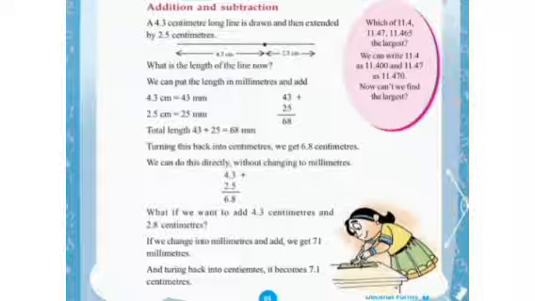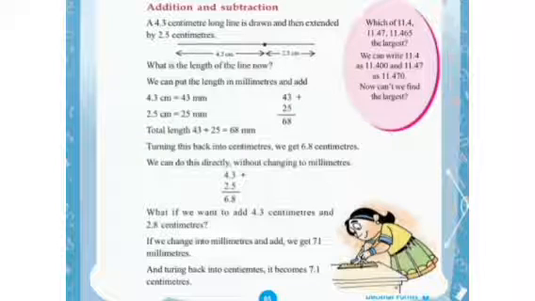We can put the lengths in millimeters, then add. First, we change them to millimeters. 4.3 centimeters means 43 millimeters. We know that 10 millimeters is equal to 1 centimeter. Same as 2.5 centimeters is equal to 25 millimeters. Then the total length is 43 plus 25, which is equal to 68 millimeters. Turning this back into centimeters, 68 millimeters is 6.8 centimeters.